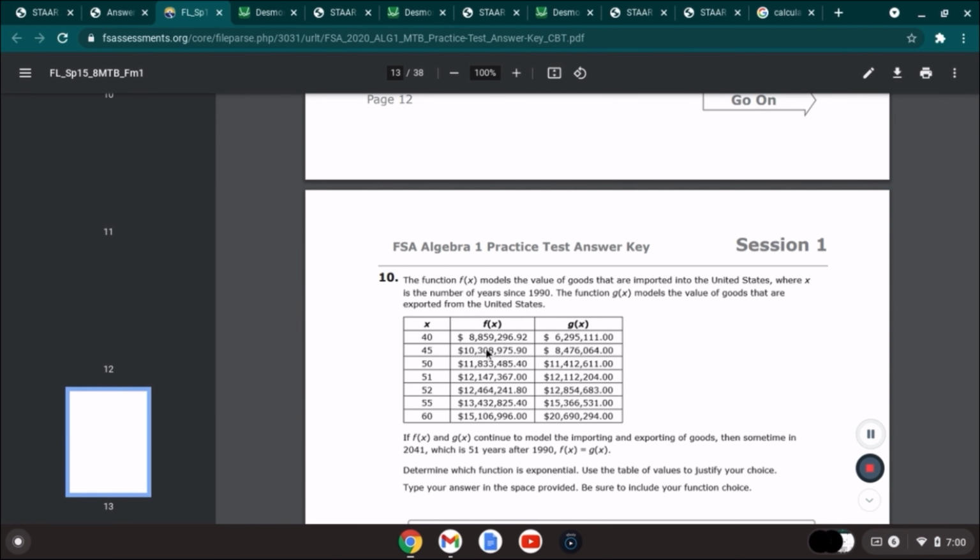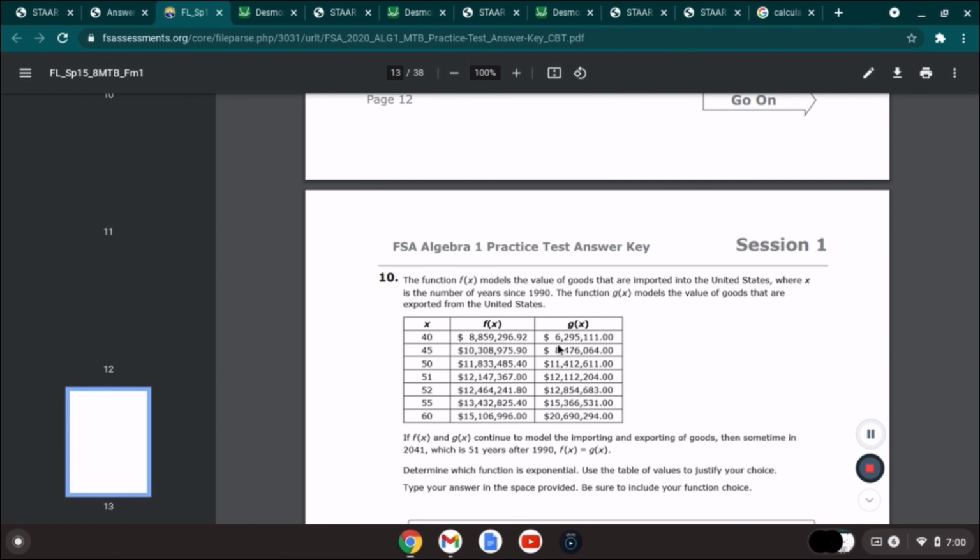So let's go ahead and look at f of x. So here in f of x, we're going from around 8.8 million to 10.3 million to 11.8 million to 12.1 million to 12.4 million to 13.4 to 15.1. So nothing out of the ordinary. It looks like it's going up in increments, either of 2 million or 1 million, or somewhere in between that range. Let's take a look at g of x.